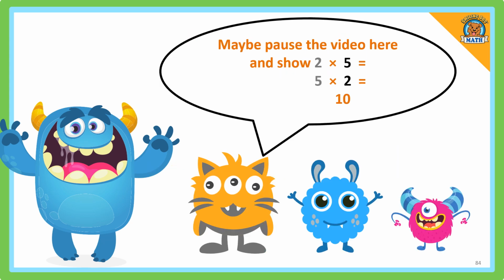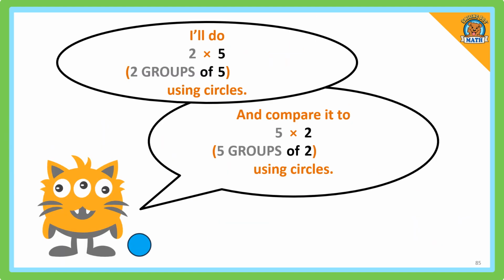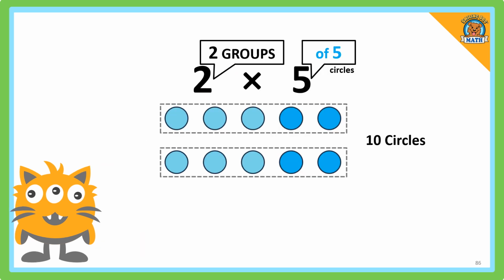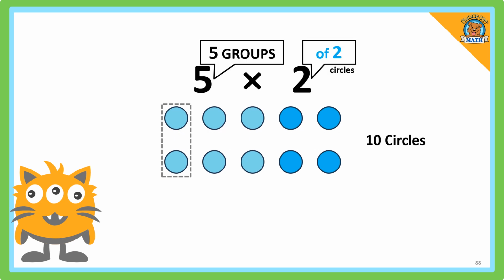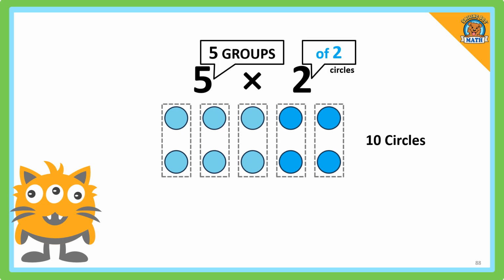Maybe pause the video here and show 2 times 5 is going to be the same total as 5 times 2, and they're both equal to 10. I'll do 2 times 5, 2 groups of 5 using circles, and compare it to 5 times 2, or 5 groups of 2 using circles. Here's 2 groups of 5 circles. In total, that's 10. And here is 5 groups of 2 circles. Again, that's a total of 10 circles.